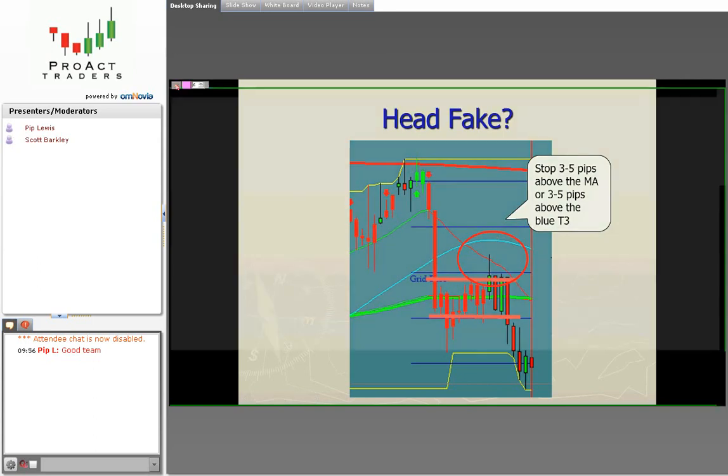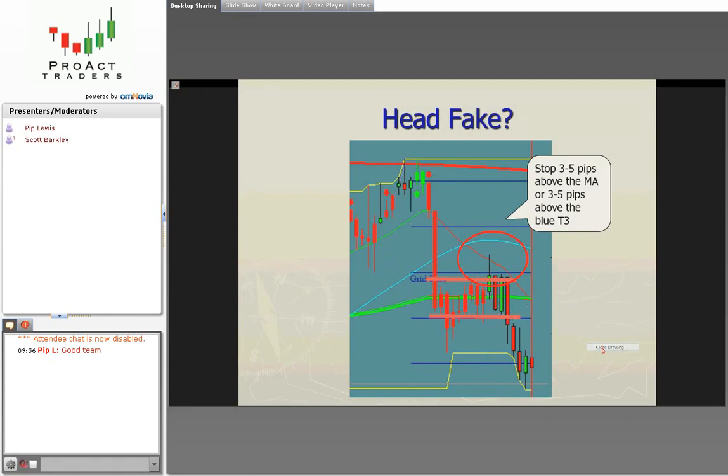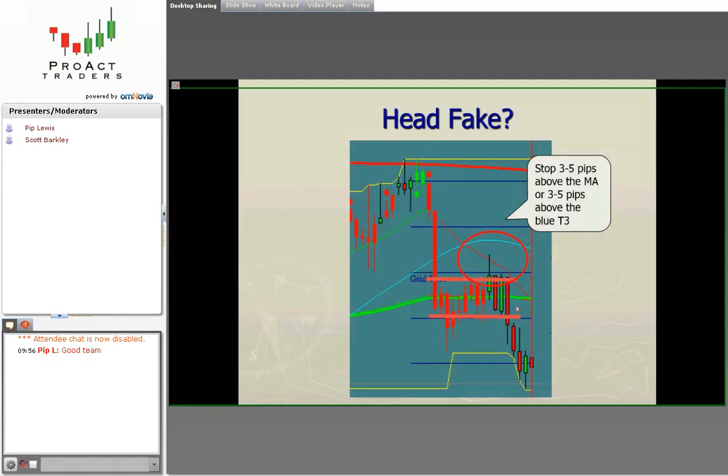So I know this is my potential reward right here to the downside. Wherever I put my stop, as long as this area is smaller than this area, I have a viable trade. There's no rocket science here. Risk and reward. The decision to make a trade is never a trade setup. This is a trade setup. The decision to make a trade is based on risk and reward.